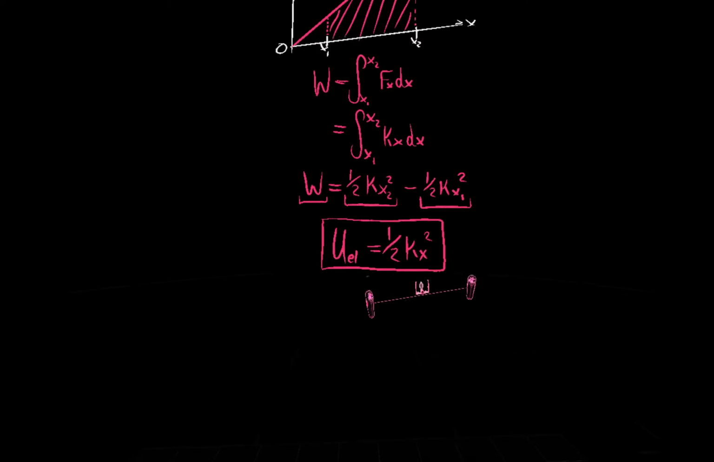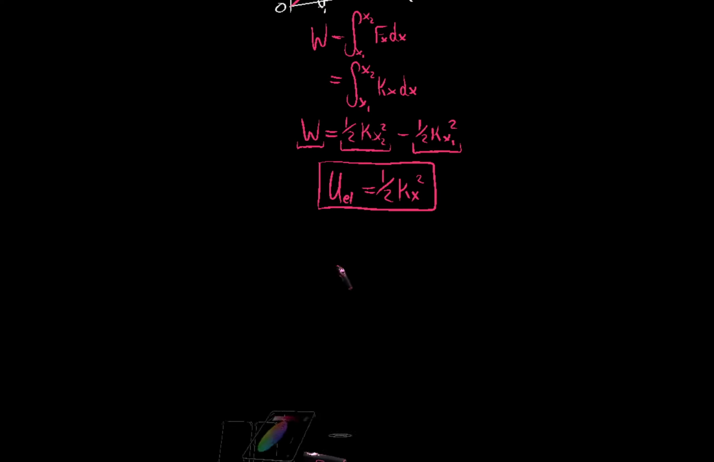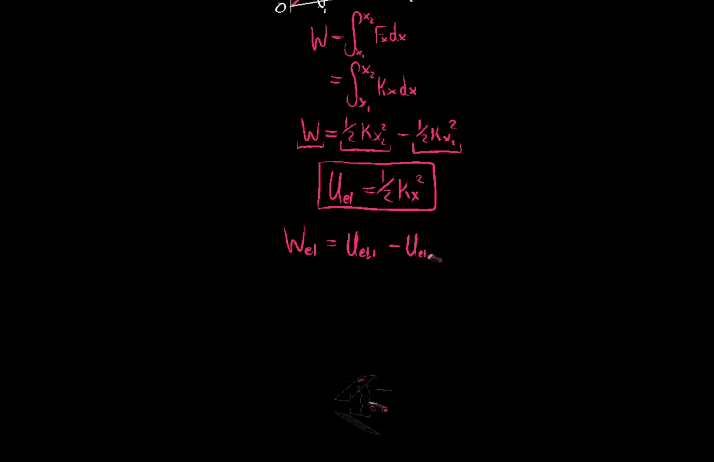And so thus we can express the work done on a block by the elastic force in terms of the change in elastic potential energy. So we have work elastic, because that's the only thing being done on the block, like we were saying before. It's U elastic 1 minus U elastic 2, which is equal to the negative of delta U elastic.